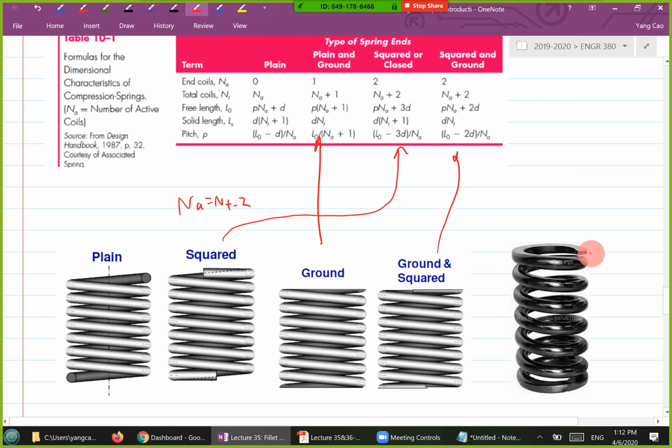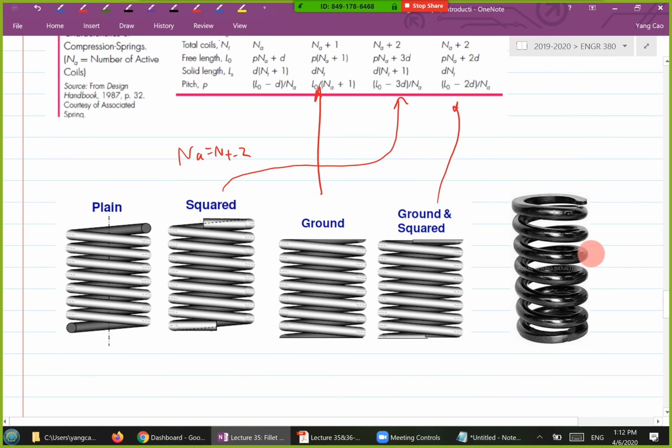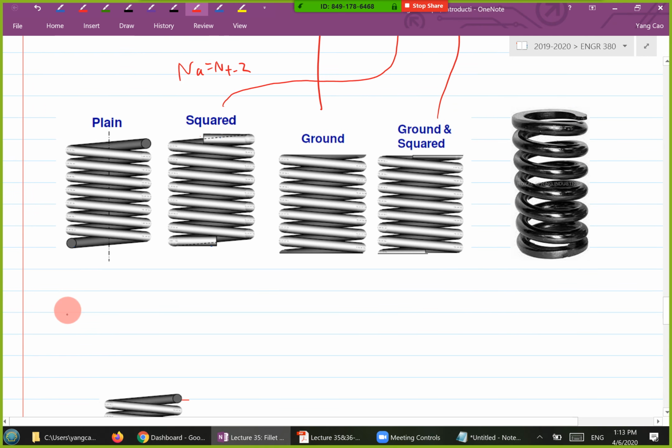If you open up some of the systems, even in your basement, and you look at the pressure control valve, the regulator valve, inside the regulator valve there is a ground and squared spring in it to adjust the pressure. All right, so let's take a look at a couple of examples here.